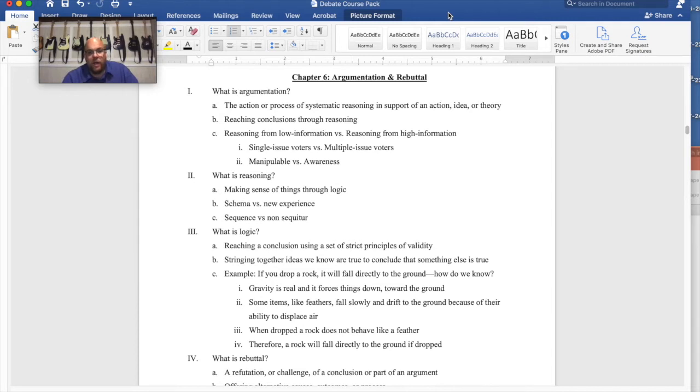Now, what I've got next on here is manipulable. I know that's a strange word. You're able to be manipulated versus awareness. When you are a single issue or low information decision maker, you are putting yourself at a dangerous position. You're putting yourself at risk to be manipulated.